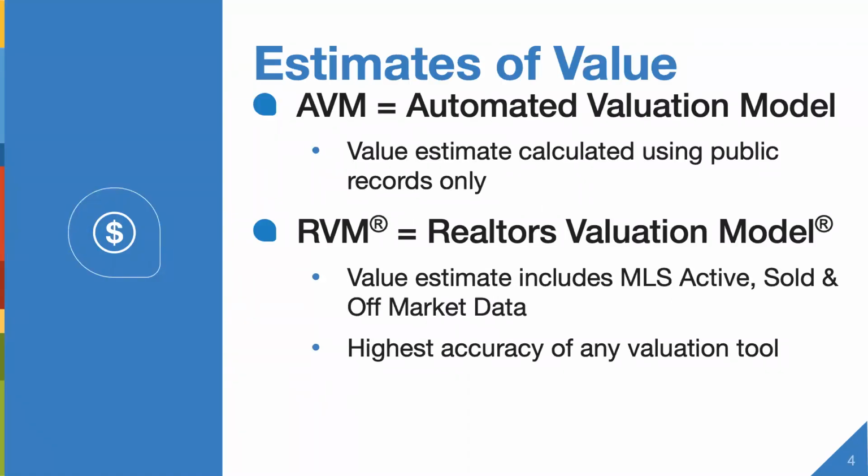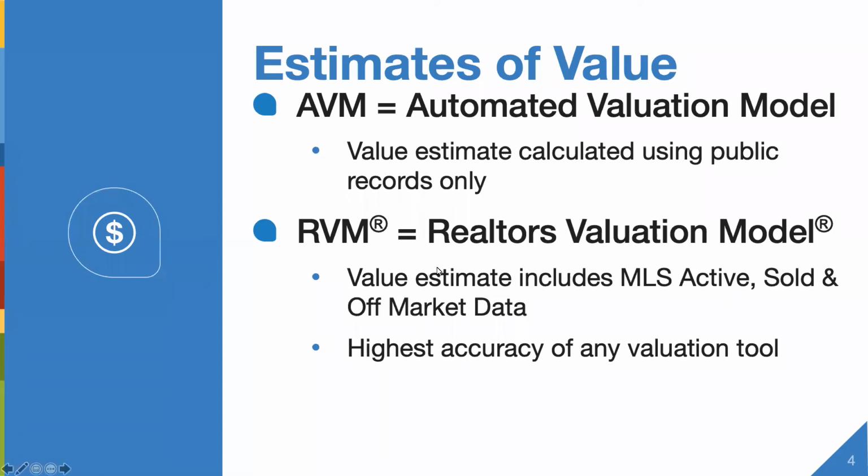Again, there's two terms in RPR, if you're not familiar with that. One is an AVM, which is an automated valuation model. It's an estimate that's calculated using only the public record information. And then we also have the realtor's valuation model, or the RVM, which is an estimate of value based on the public record information, but we're also including all of your MLS active, sold, and off-market data. So it really gives us the highest accuracy of any valuation tool out there in the market, okay? Out there on the web.